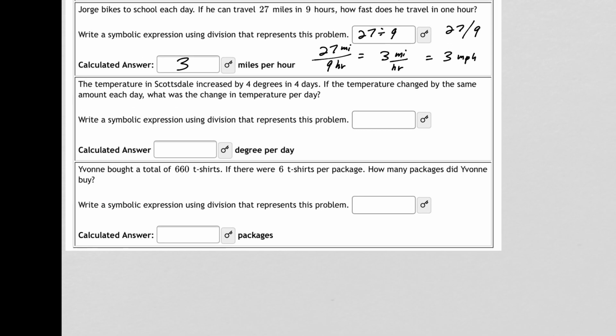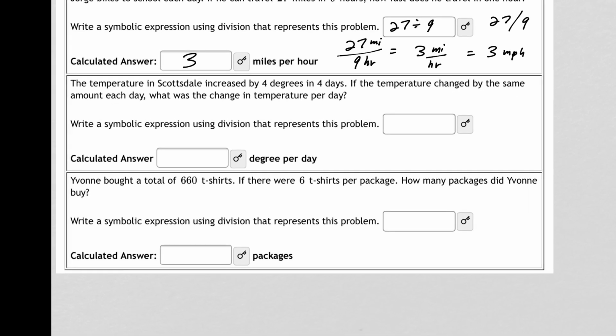All right, the third question says the temperature in Scottsdale increased by 4 degrees in 4 days. If the temperature changed by the same amount each day, what was the change in temperature per day? So they basically want like an average temperature per day.